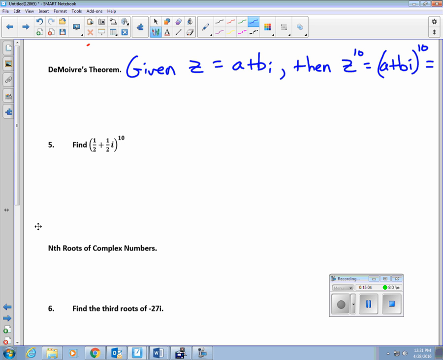Okay, suppose we have a complex number, a plus bi, and you're going to raise it to the 10th power. 10 multiplied by 10 times. What we can do is take the trigonometric form, which is r times the cosine of theta plus i times the sine of theta.